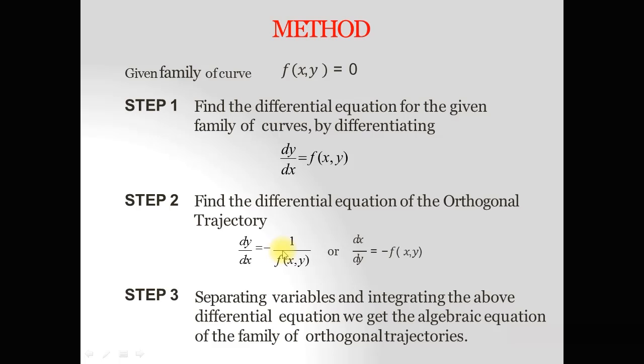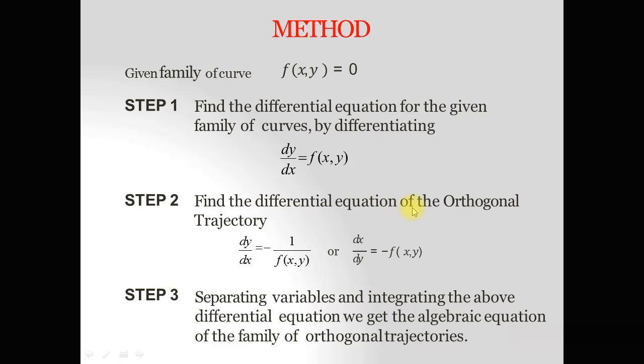So when two geometrical figures are orthogonal, then their slopes are negative reciprocals. In other words, we can say that the product of their slopes is equal to minus 1. So first of all, differentiate the given equation. We get the differential equation of the given family of curves, and then in the second step, find the differential equation of the required orthogonal curve.